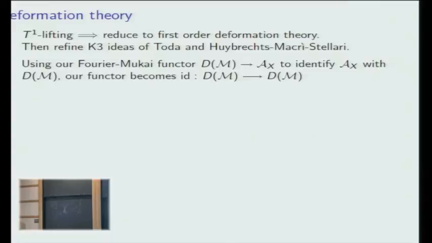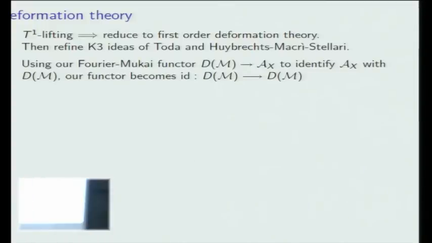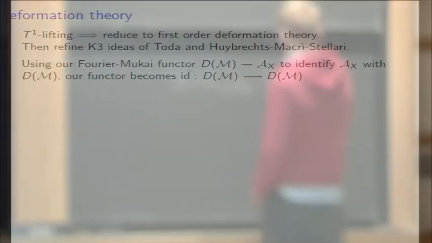All right. Let me try and write this up. So what do I have? I have D(M) is sat in, well, it goes by the identity to D(M), which is sat inside D(X). This is really A_X sat inside D(X).